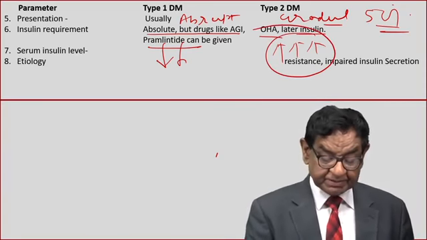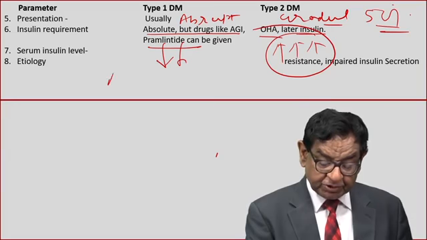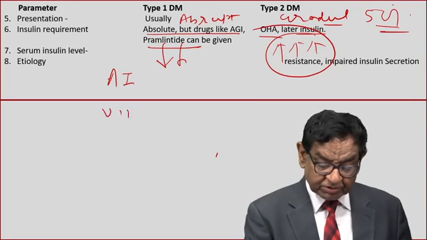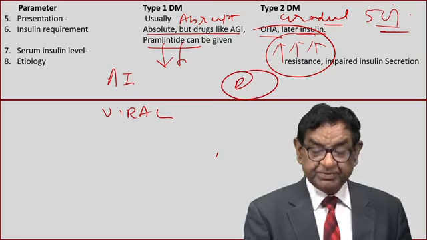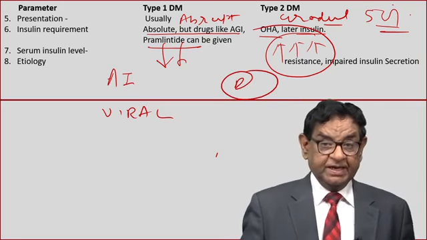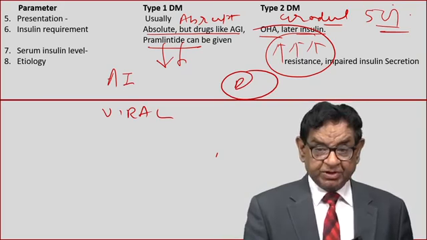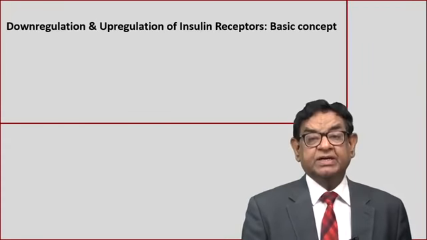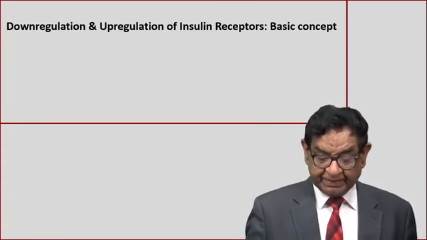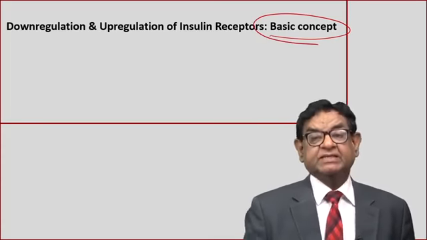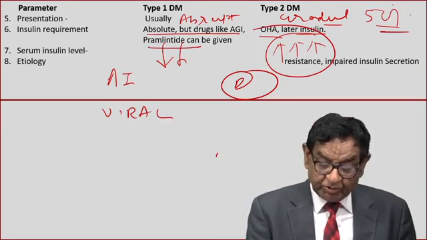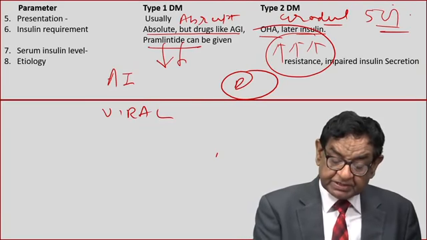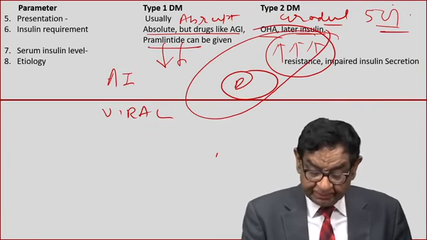in type 2 diabetes. Etiology is usually not autoimmune or viral. Here insulin resistance is the main feature, which is due to obesity. Now why does obesity lead to insulin resistance? This is due to down and up regulation of receptor. So let us learn the basic concept about this entity, and this is how you are going to explain insulin resistance and increased body weight.